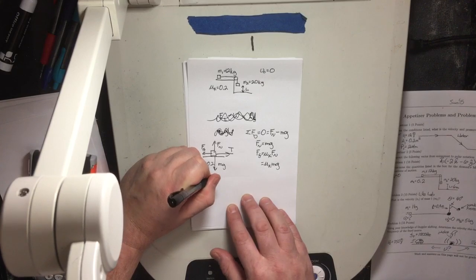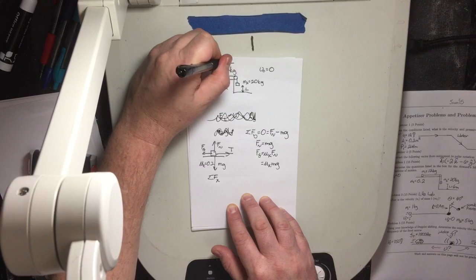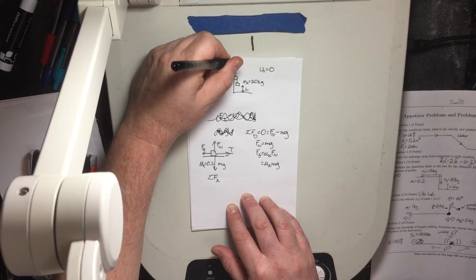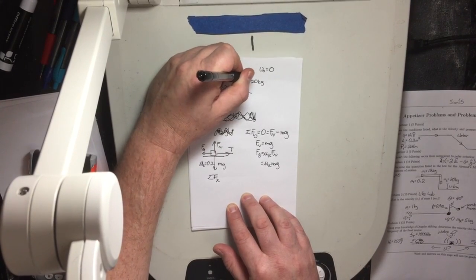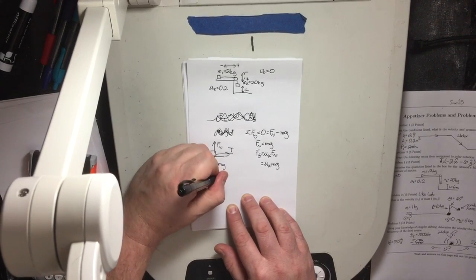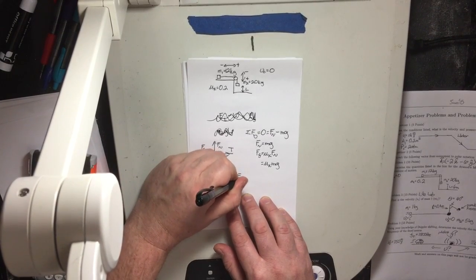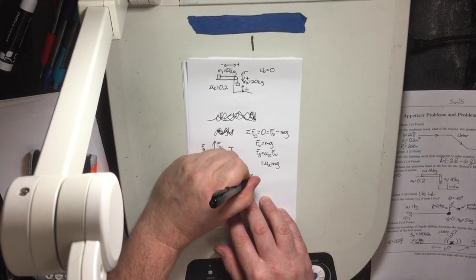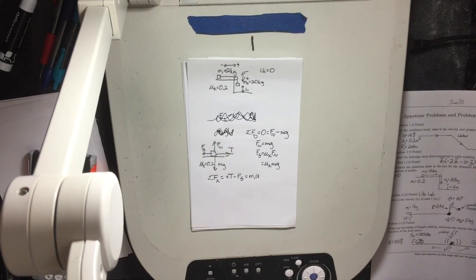Now we sum the forces in the horizontal. Because of the bendy number line, left is negative, right is positive, just as up is negative and down is positive. Sum of the forces in x, positive T minus friction force, will all equal M1A. A is not differentiated between A1 and A2 because the acceleration of both objects is identical.